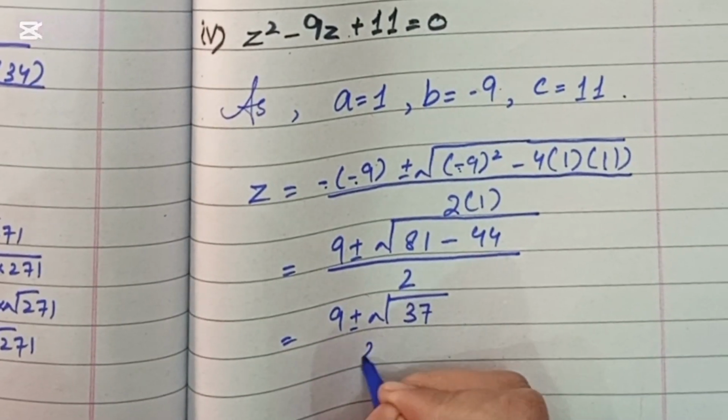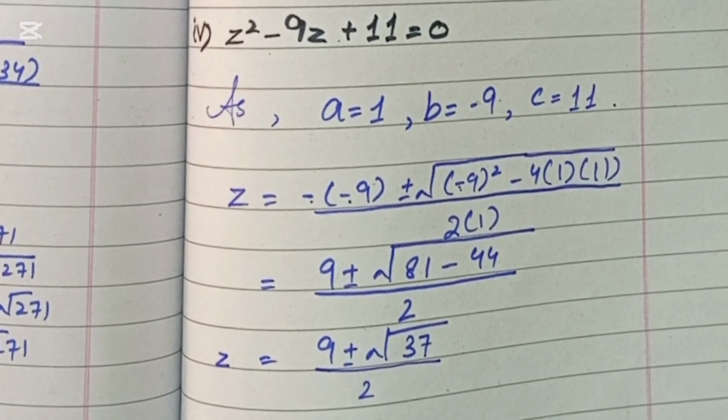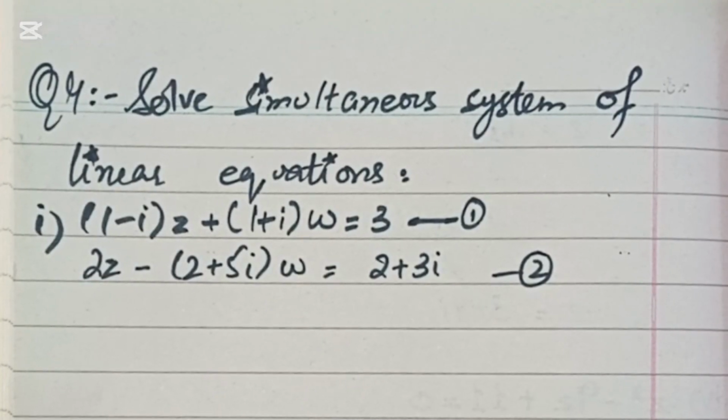Square root of 37 divided by 2. This is our answer for part number 4. In question number 4, we have 4 parts.